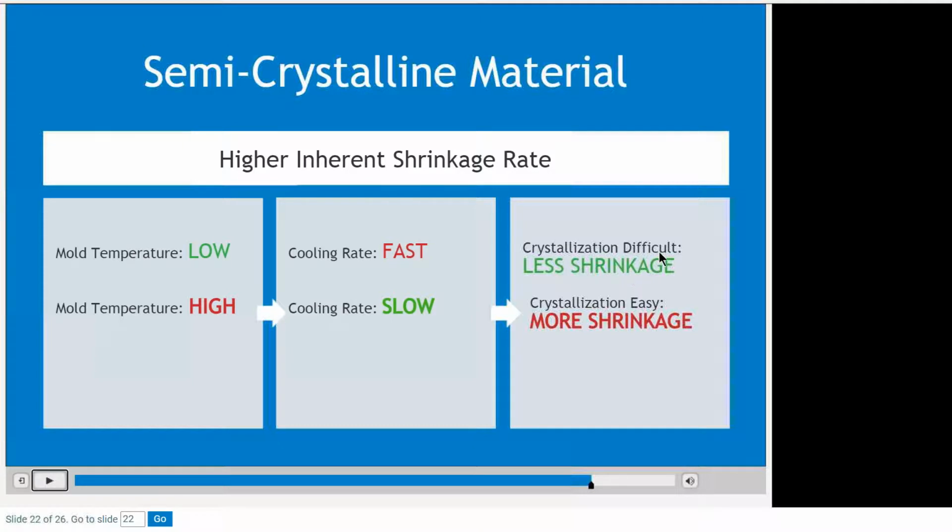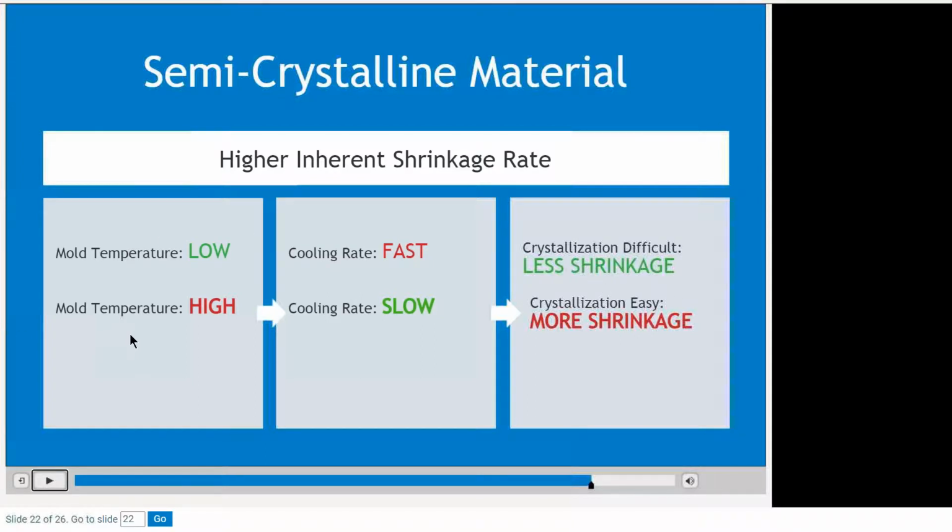The problem here is that because this crystallization does not happen, it will happen later on in the part after molding. It's called the after shrinkage, the post-mold shrinkage, and that can deform the part.